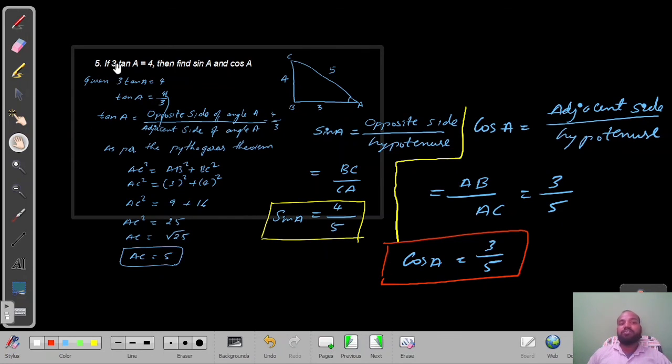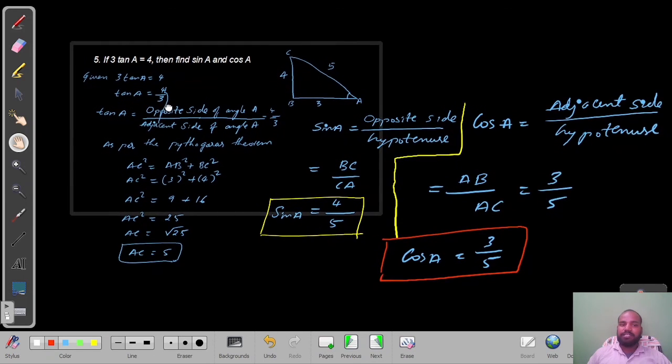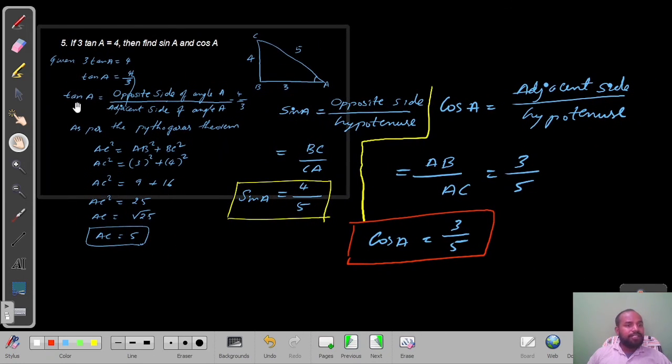So what we did in this: first he gave 3 tan A equal to 4, so I found tan A equal to 4 by 3. Then the formula for tan A is opposite by adjacent, so I kept the values in the right angle triangle. Then using the Pythagoras theorem, I found the unknown side. Then I found sin A and cos A. Once we got all the values of the triangle, we can easily find the sin A and cos A ratios, right? So in this way we completed this problem, and we are moving to the next problem now.